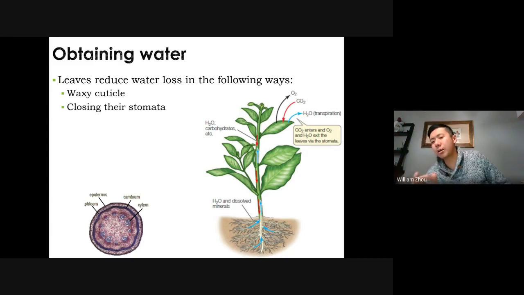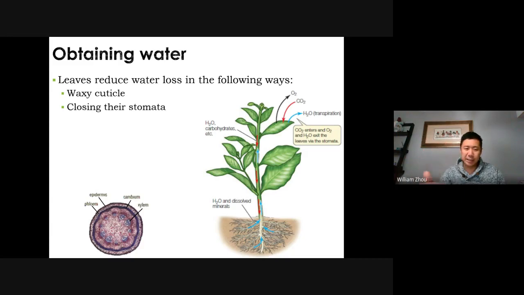Once you get the water, how are you going to keep it? That's another problem. Because humans, we tend to lose a lot of water as well, but we can always drink. If you're thirsty, just walk into the sink and drink water. Plants don't have that luxury. They can't drink. They have to wait for it to rain. So they can't afford to lose water. So how do they prevent water from exiting?